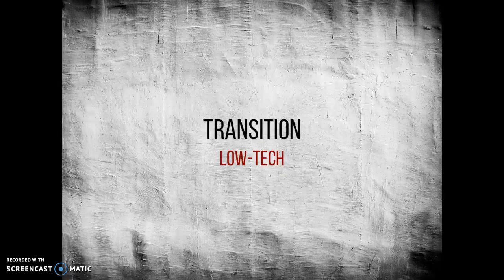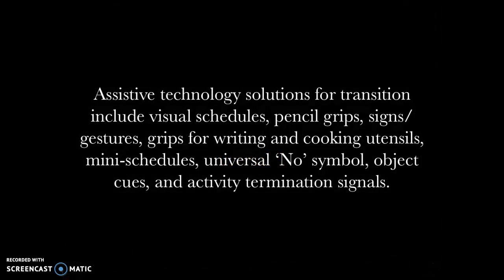And in the transition domain for low tech, assistive technology solutions for transition include visual schedules, pencil grips, signs and gestures, grips for writing and cooking utensils, mini schedules, a universal no symbol, object cues, and activity termination signals.